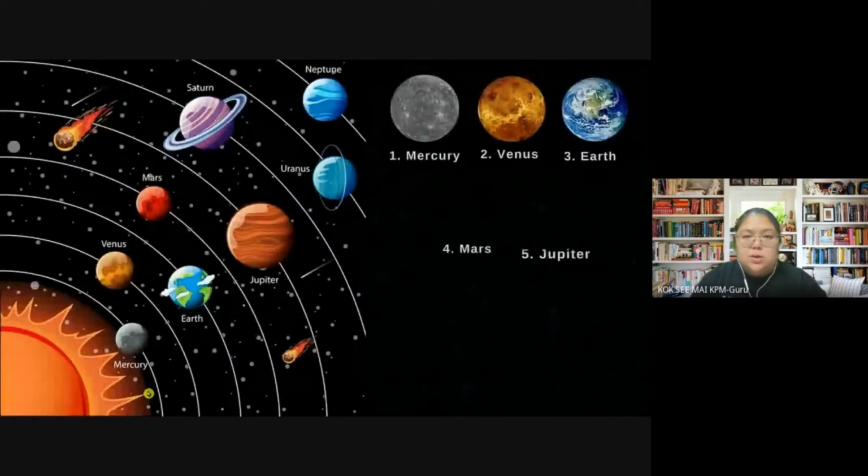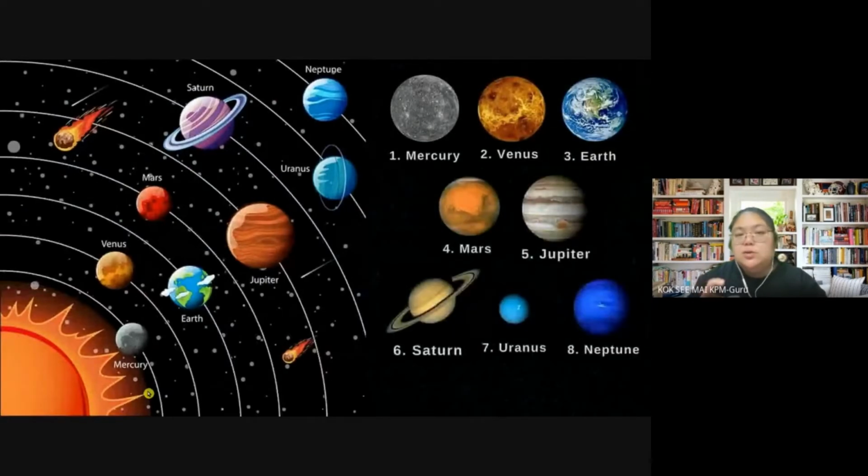Okay, so this is all the arrangement. Make sure you know which one is the first and which one is the last. Jupiter is number 1, I need to know. So in total we have 8 only.